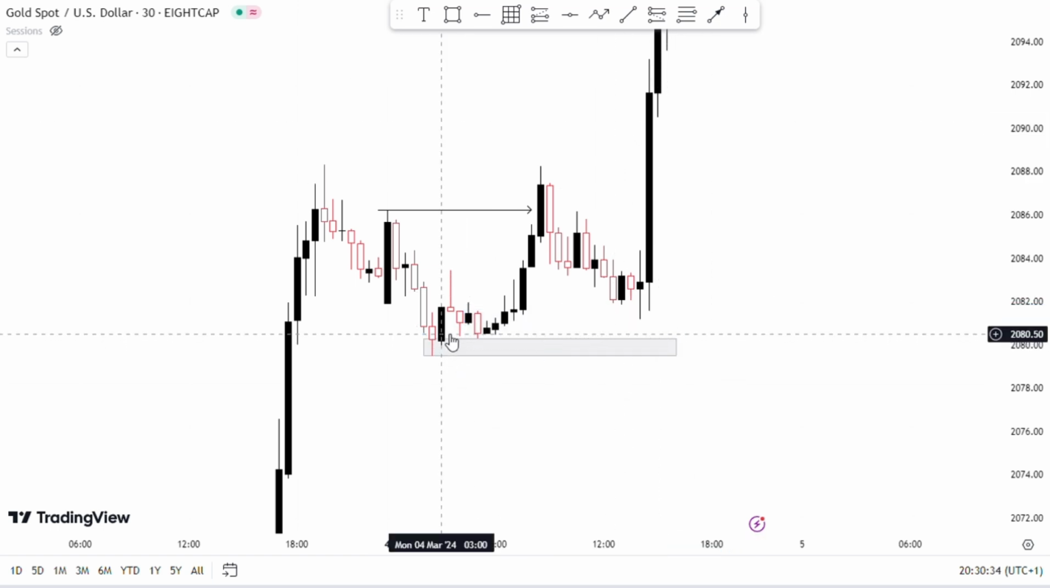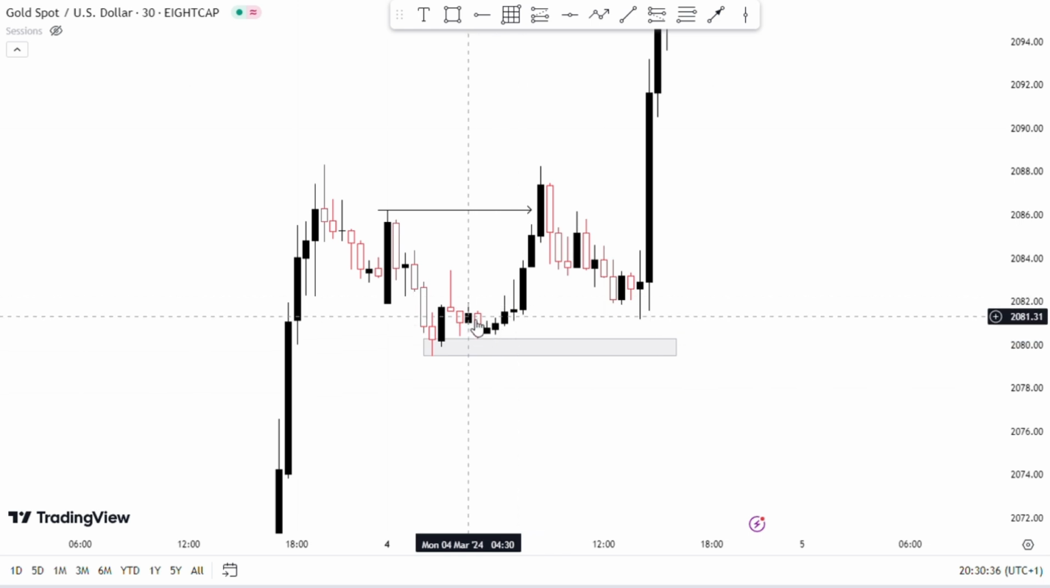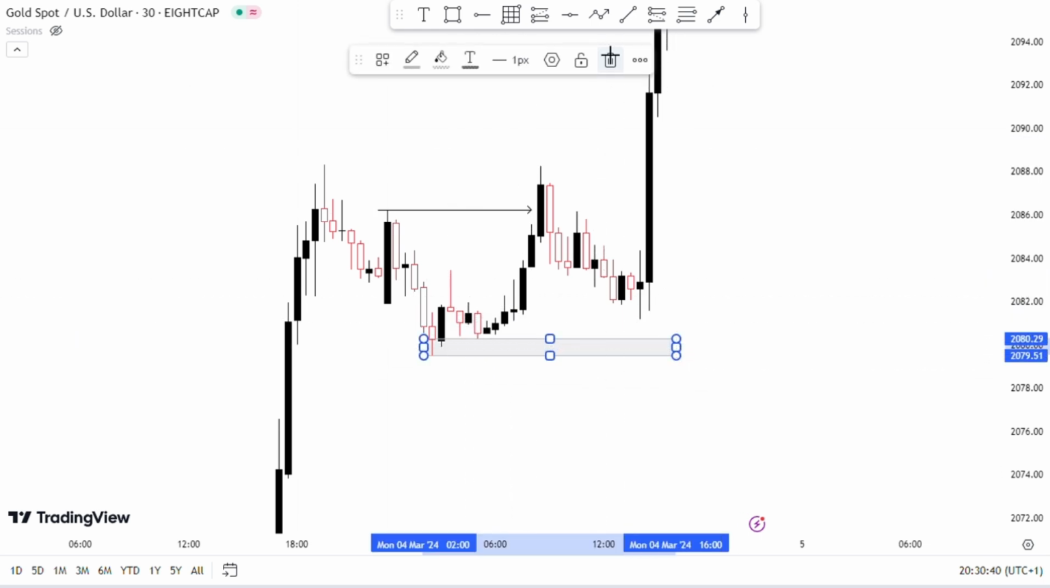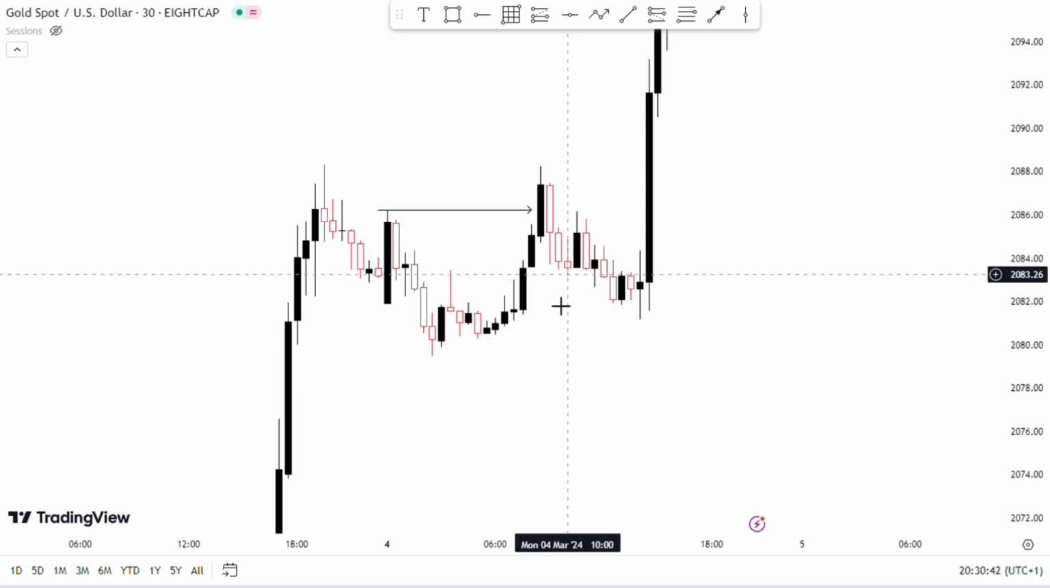And how you get to know that price is going to respect this or price is not going to respect it? So let me just explain that. That's just the simple strategy. I want you guys to pay attention to this right now.